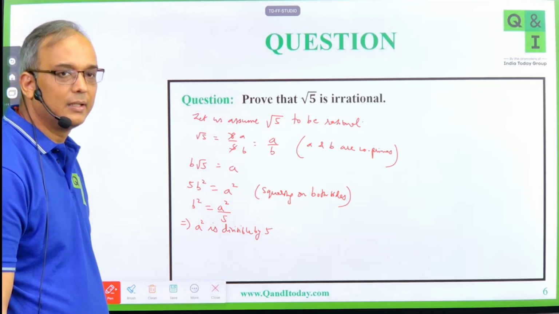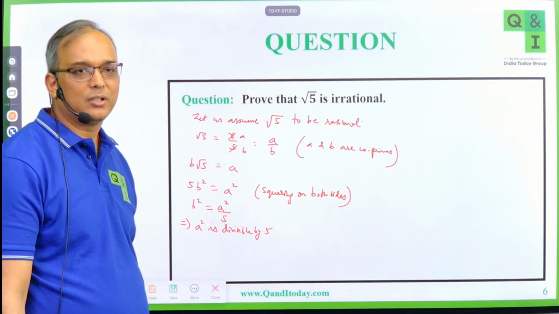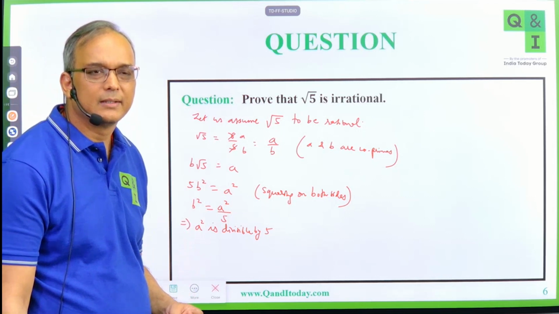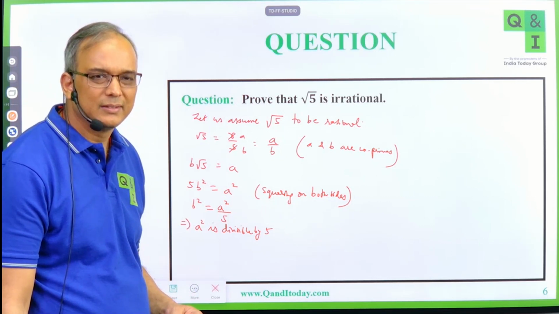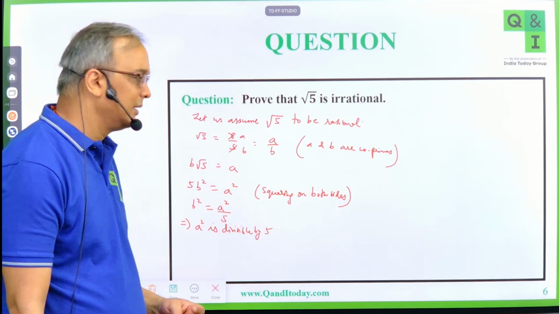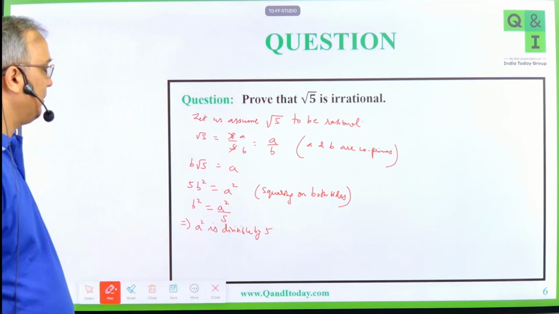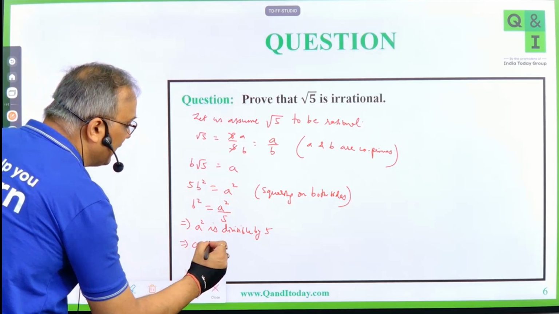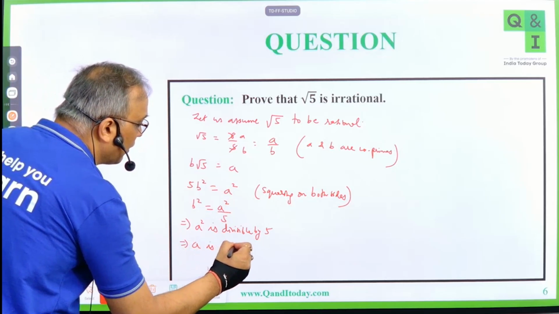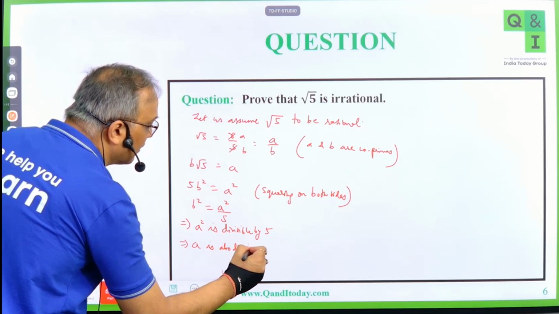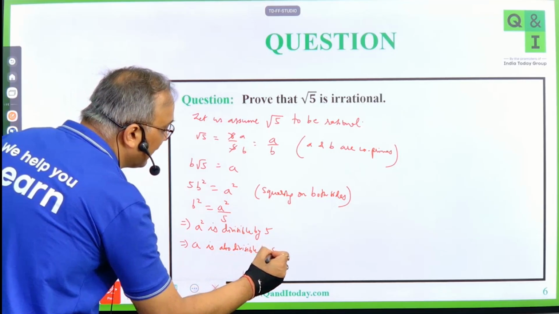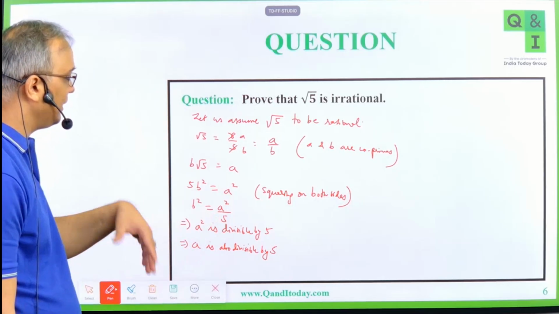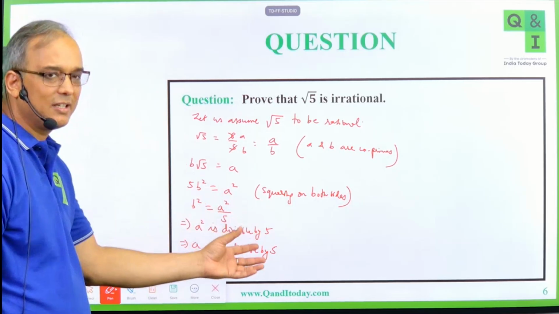Rahul, I could not hear you completely. Can you repeat? If a square is divisible by 5, a is also divisible by 5. The next step is: a square is divisible by 5. This means since 5 is a prime number, a is also divisible by 5. Okay, so here we are going to stop.